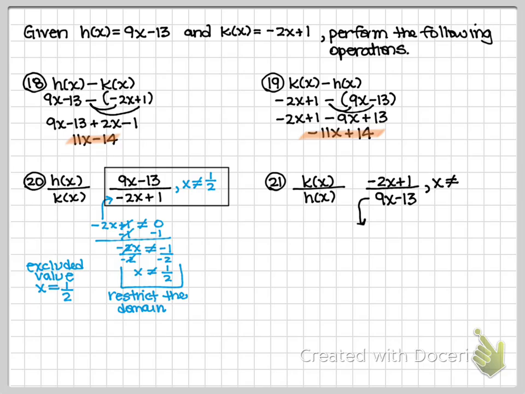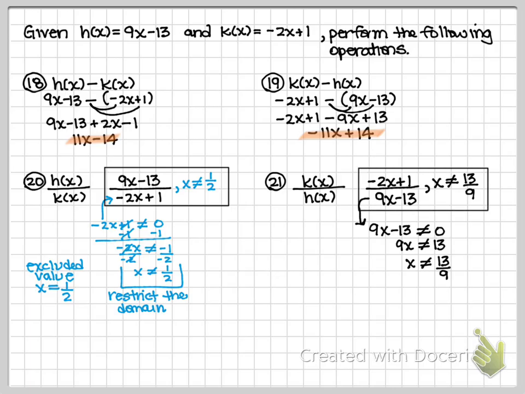Take the denominator. It is not allowed to be 0. Okay. Add the 13. 9x cannot equal 13. X cannot equal 13 over 9. Just leave it as an improper fraction. That is your domain restriction. This whole thing is the answer. So it is the fraction with the things put in the right spots, comma, restricting the domain. Like, you cannot do this.